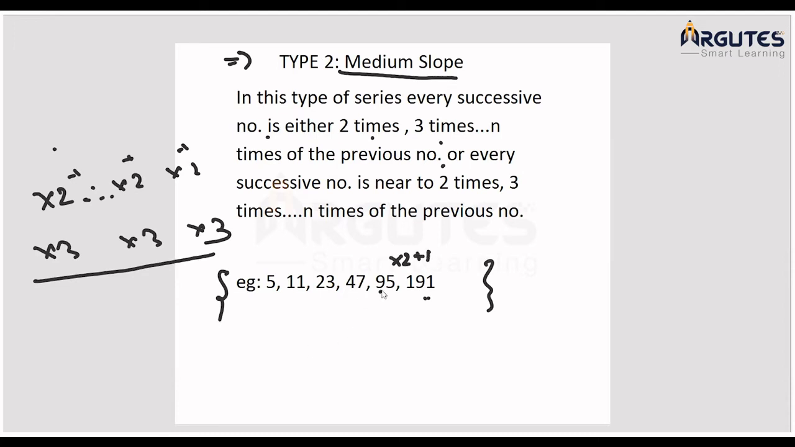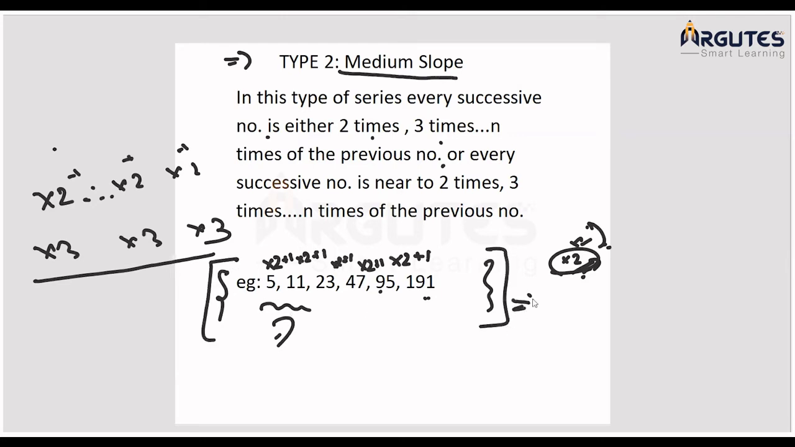Then we see 47 and 95. So again 95 is 2 times of this 47. So into 2 plus 1, near to 2 times. So we see that every successive number is near to 2 times of the previous number. So we write into 2 plus 1, into 2 plus 1, into 2 plus 1. So from these three results our rule gets confirmed that this series is a type of medium slope, where every successive number is getting multiplied 2 times of the previous number and something getting added or something getting subtracted. So this type of concept comes under medium slope.